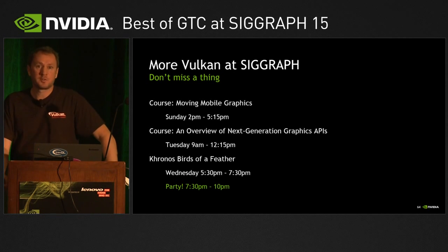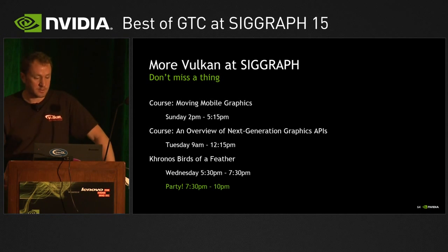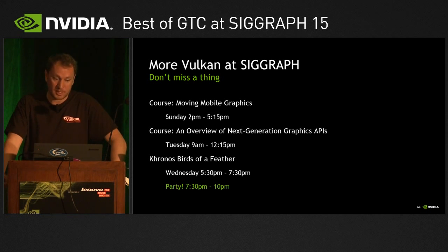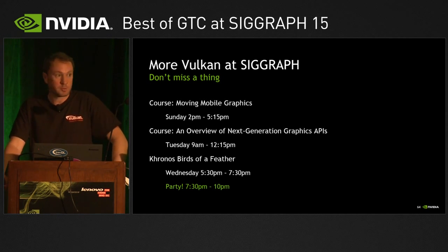So if you're hungry for more information about Vulkan, there is more of it. There's a course on later today that's going to have a little bit on Vulkan in that course. And then the big course that's going to involve Vulkan and actually other next generation APIs is on Tuesday between 9 a.m. and 12:15 p.m. That's definitely worth attending to find out the state of the union for next generation APIs. And then on Wednesday at 5:30 p.m., there's going to be a State of the Union presentation by Khronos on OpenGL, OpenGLES, and Vulkan. And then after that, there's going to be a party.